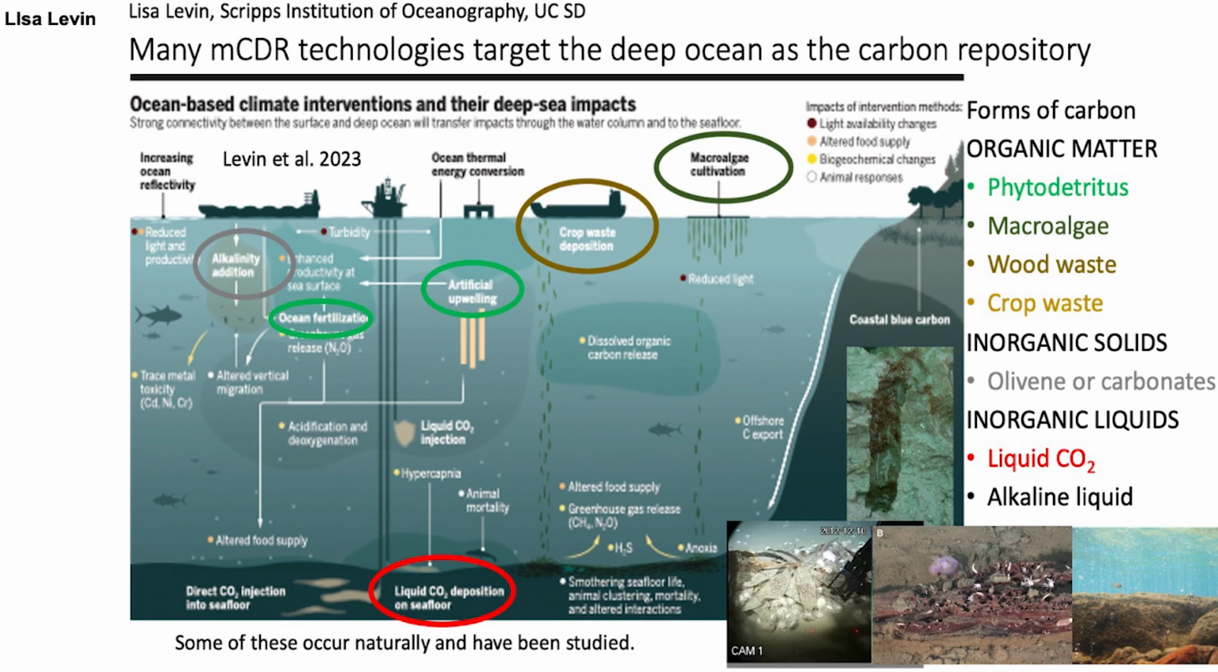So all of these would bring various forms of carbon down to the seafloor in the form of phytodetritus or macroalgae or wood waste or crop waste. Or in the case of alkalinity enhancement, it involves dumping millions of tons of powdered olivine or carbonates, or sending liquid CO2 down. And of course, there are many ecosystem implications for both the water column and the seafloor. We have natural analogs in some cases. We have studied kelp falls. We know animals come. We have natural wood falls. We know animals colonize wood. We have natural CO2 vents. We know it changes the ecosystems.